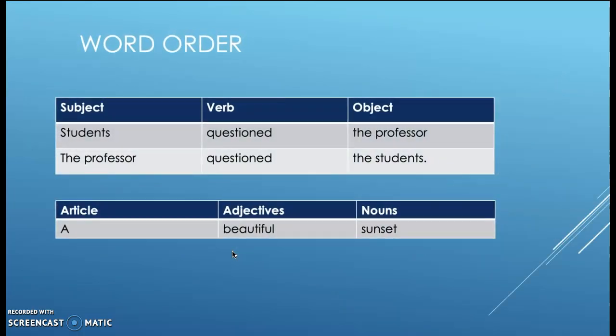First is word order. A typical word order in English is subject, verb, and object. Something like the students question the professor. If we were to change this to the professor questions the students, that changes the meaning of the sentence. In some languages, word order doesn't matter, and it is the verb that is going to convey all the meaning.